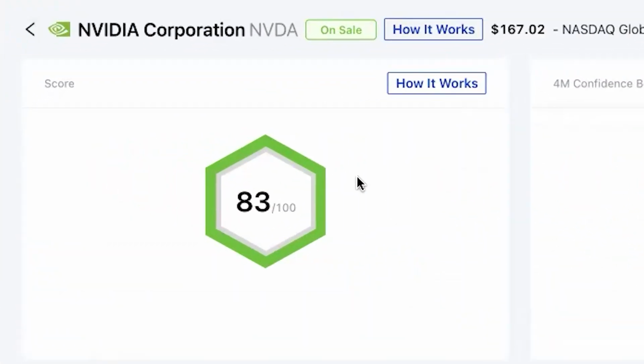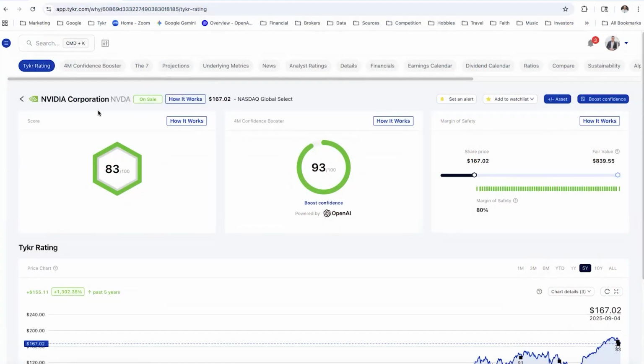In this video, I'll show you how the score in Tykr works. The score is the overall financial strength of a stock, and you can always find the score in the hexagon. So I'll show you 3 examples here, and then we'll dive into how we come up with this score. All right, so the first example would be Nvidia.